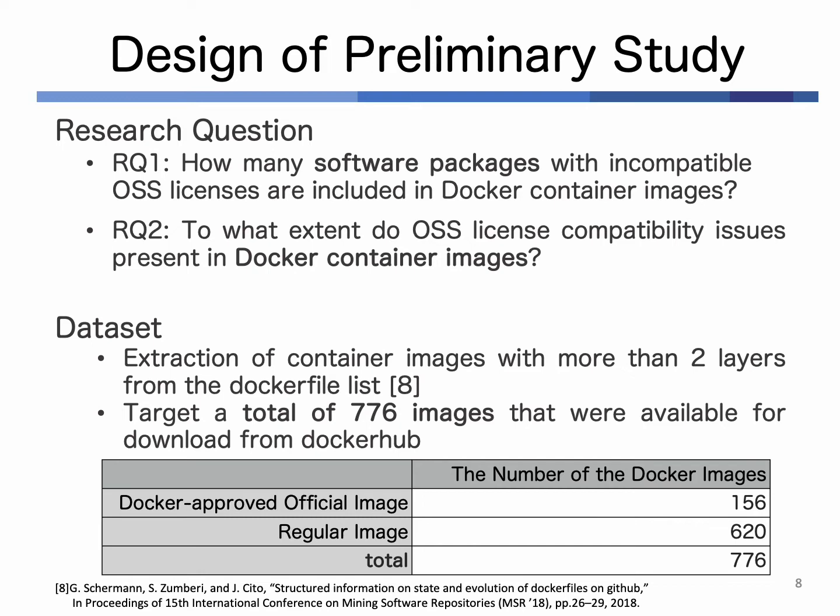We use the Dockerfile list on GitHub published in the MSR Dev Showcase. To eliminate duplication, we will use only non-base OS images, and we use container images that are currently available. Finally, we will analyze 776 container images, including 156 official images.